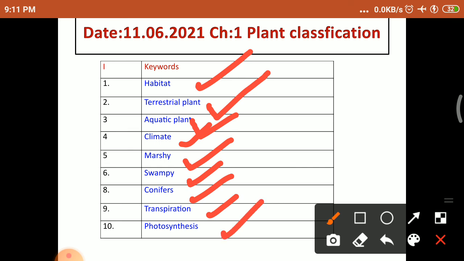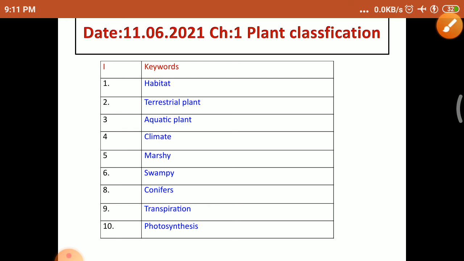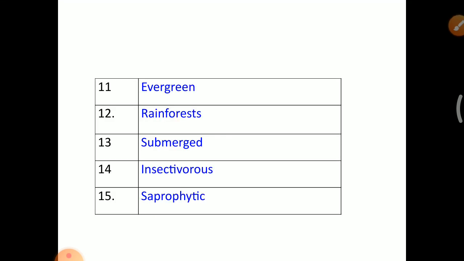See the words. The first letter of all the words should be written in capital letter. And write neatly. The 11th one, evergreen. Evergreen. 12th one, rainforest.